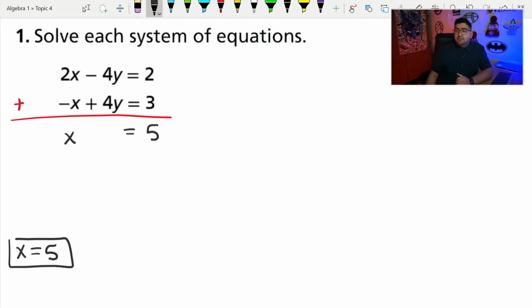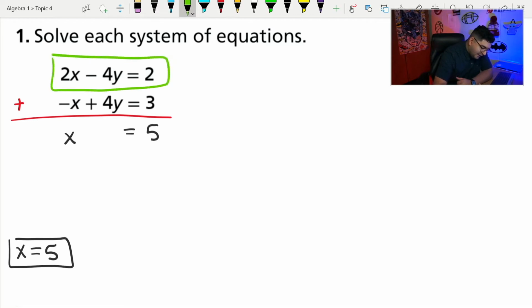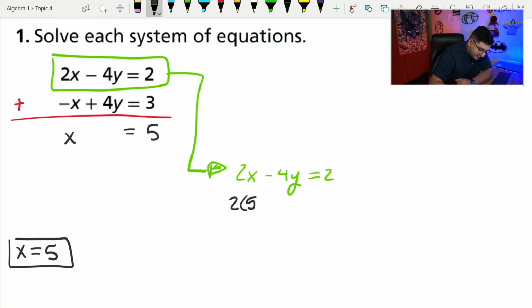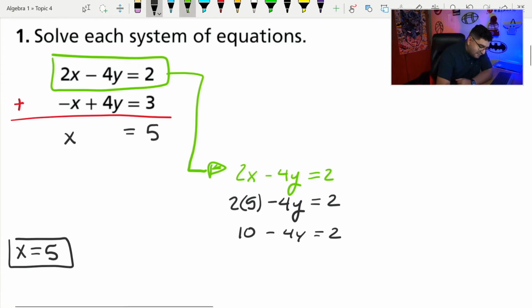I'm going to go ahead and recycle one of the first two equations. I'm going to use the top one, and I'm going to plug in x into it so that I can find what y is. So here I have 2x minus 4y equals 2. I'm going to substitute 5 in for x because now we know that that's what that equals. 2 times 5 is 10. Minus 4y equals 2. And here now we have a two-step equation.